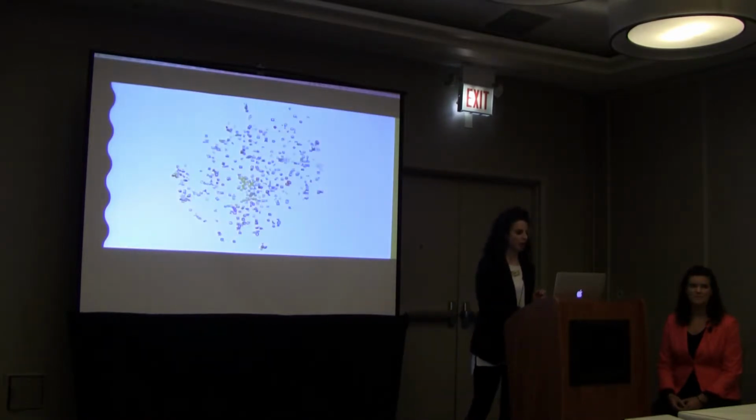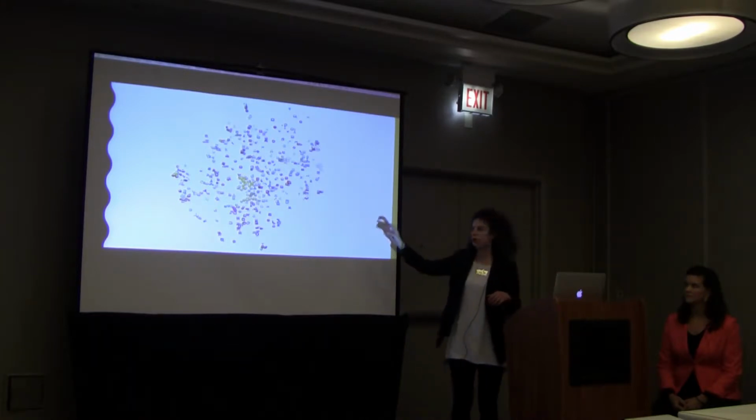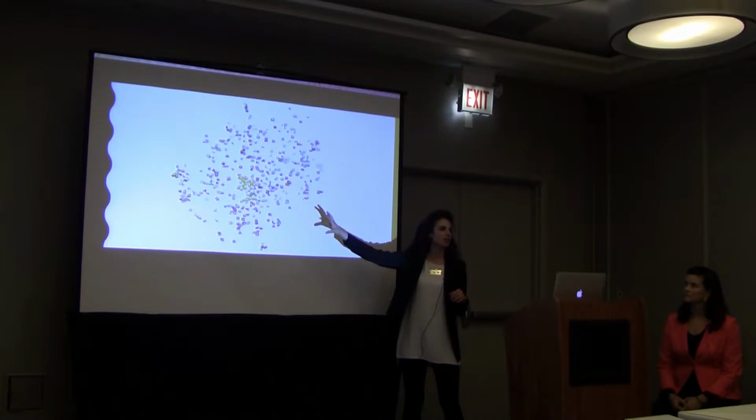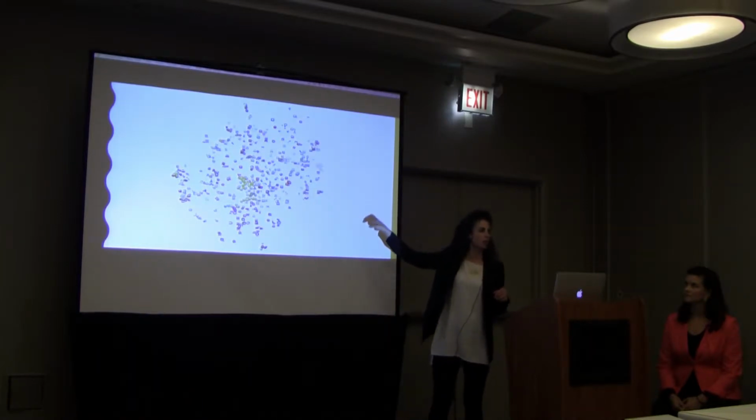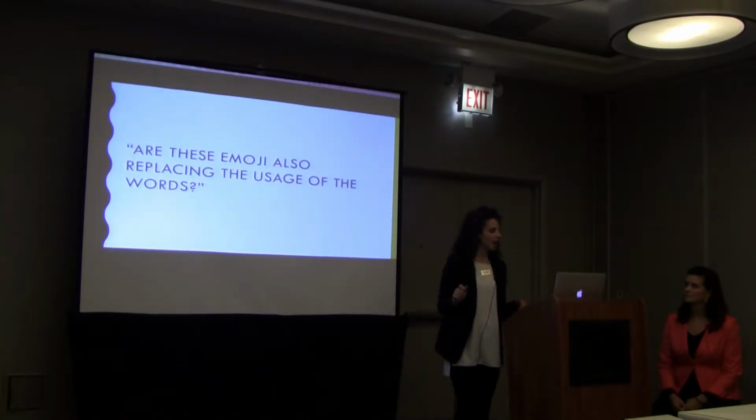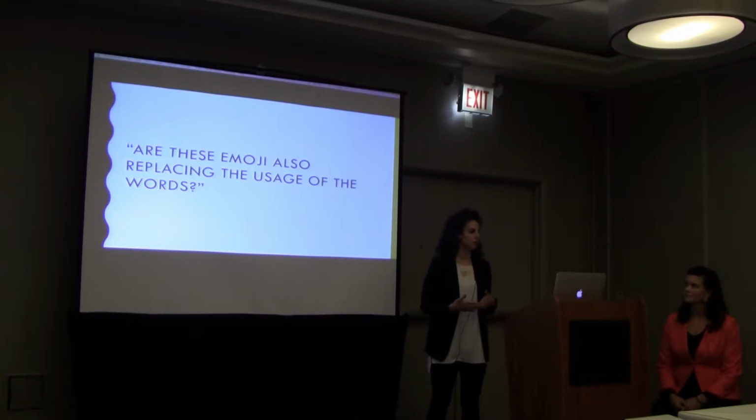And Thomas began making maps of semantically correlated emojis that looked something like this, with faces clustered together in the center, and all these other emojis clustering with semantic meanings in different places. And he also began asking the following question: are these emoji also replacing the usage of words? What he found on Instagram was that the use of emoji is anti-correlated with the use of internet slang. So as the use of emoji rises, the use of internet slang on Instagram was decreasing.